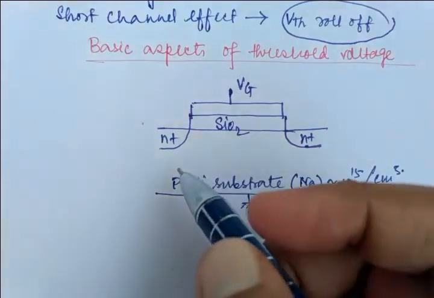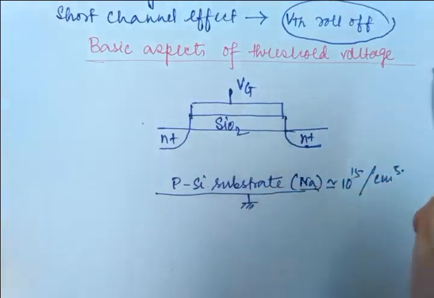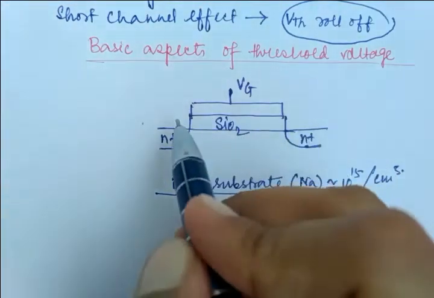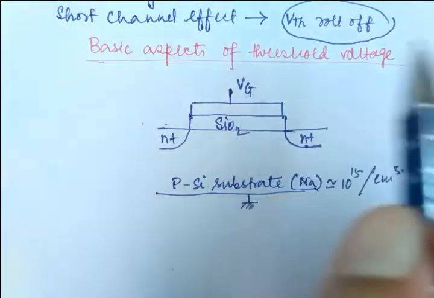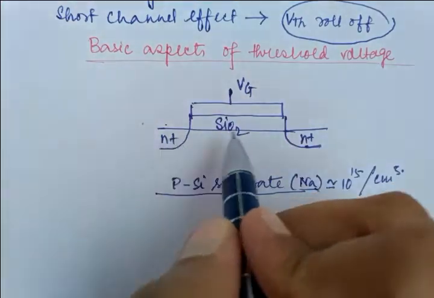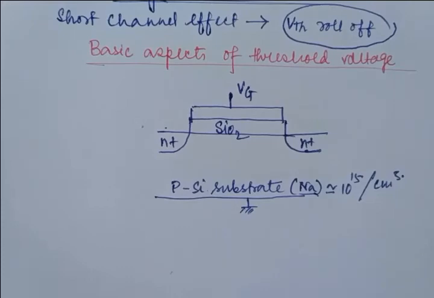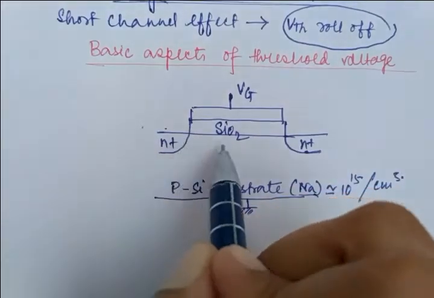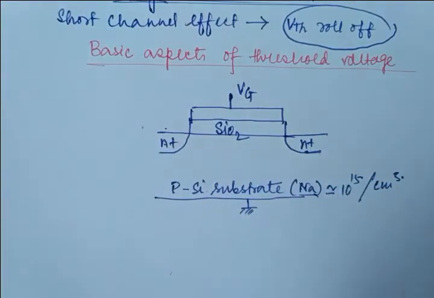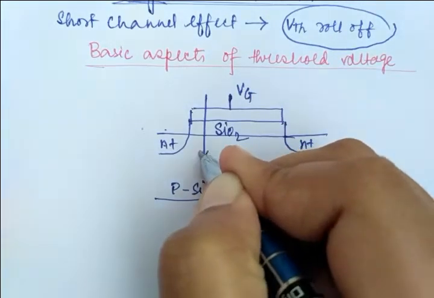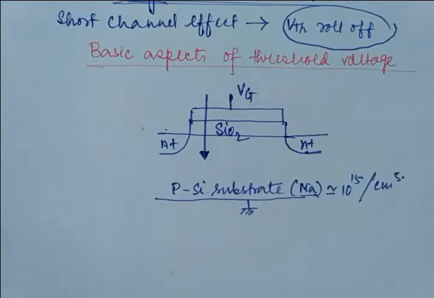The source and drain are far apart. This is your source terminal, this is your drain terminal, and this is your gate terminal. The distance between source and drain is far apart, and this is the channel. Why are we calling this a long channel transistor? Because the distance between source and drain is very high. So what will be the one-dimensional view? This is your one-dimensional view.